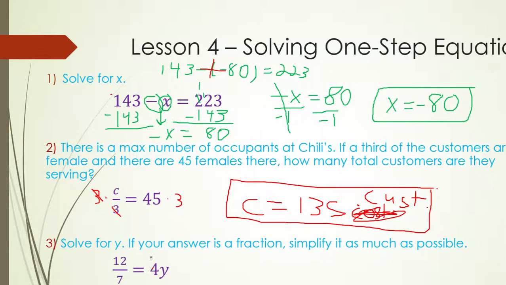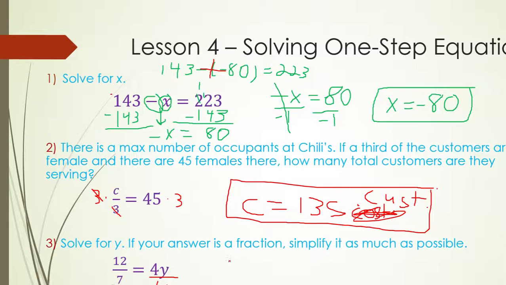Now in the last one it says, solve for y. If your answer is a fraction, simplify it as much as possible. So this time it says 4y equals 12/7. Okay? So now 4y means 4 times y. So if it means 4 times y, what's the opposite of multiplying? Dividing. So we're going to divide by 4, but we can't just divide by 4 like on this one. It just doesn't work like that.